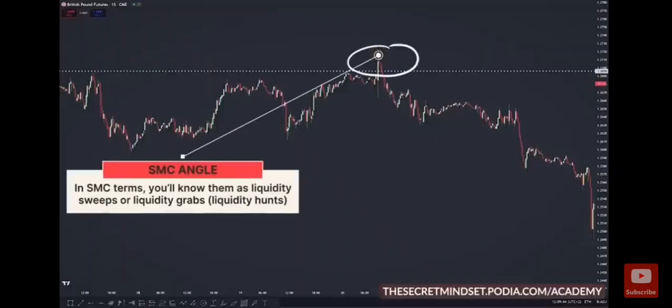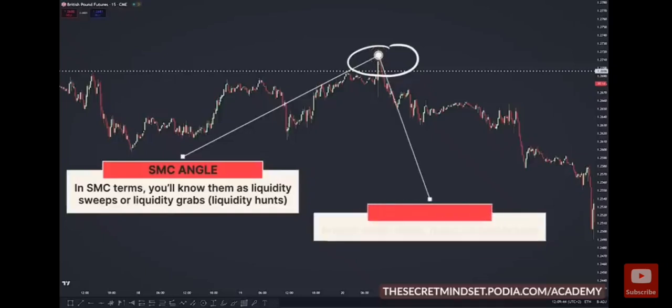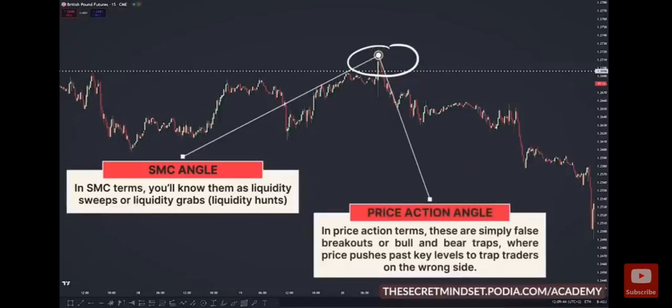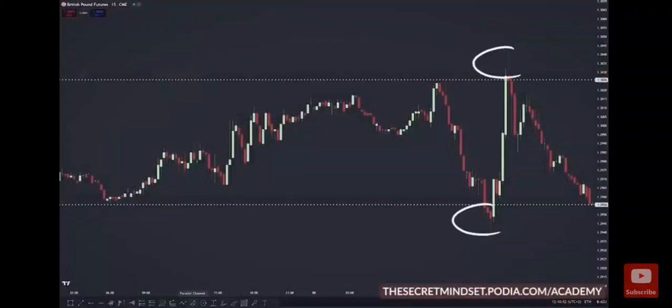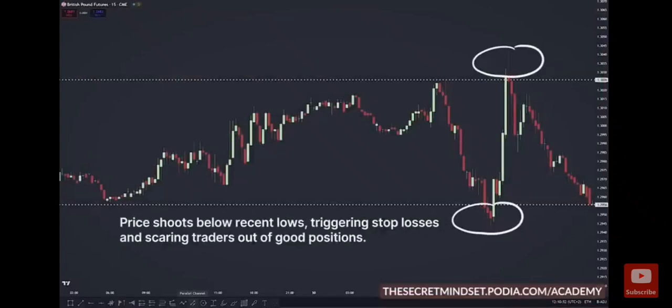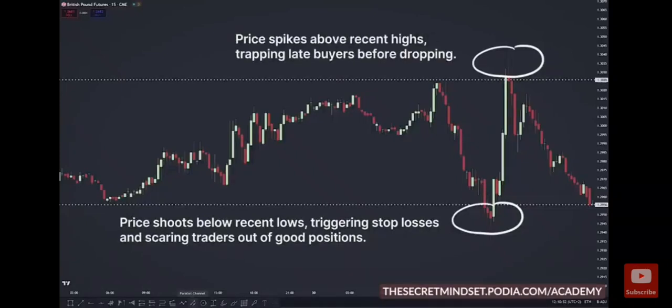In an uptrend, price shoots below recent lows, triggering stop losses and scaring traders out of good positions. In downtrends, price spikes above recent highs, trapping late buyers before dropping. The mechanics work like this. Big players need to find enough orders to fill their positions. They push price into areas where they know other traders place stops. When these stops trigger, they create instant buying or selling pressure that big players use to enter their positions.